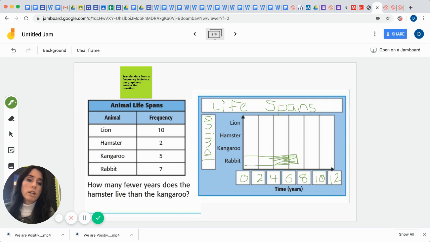Have fun with it. Don't get carried away though. Try to stay in the lines. Develop those fine motor skills. Okay, so that's good enough for me. I'm not going to do it just perfect, but that gives you an idea of what it would look like.